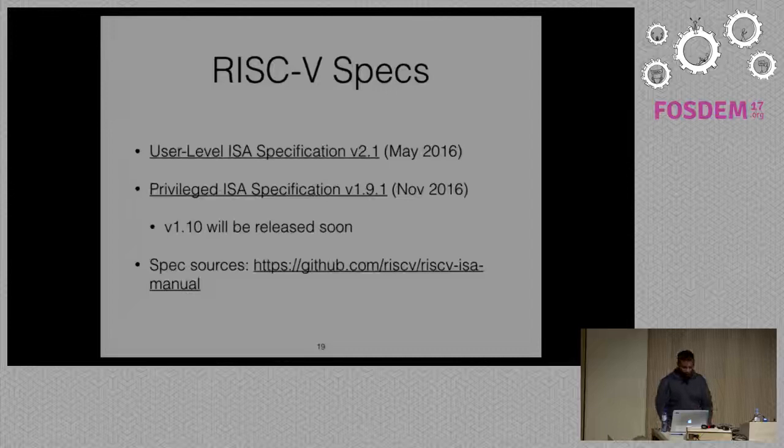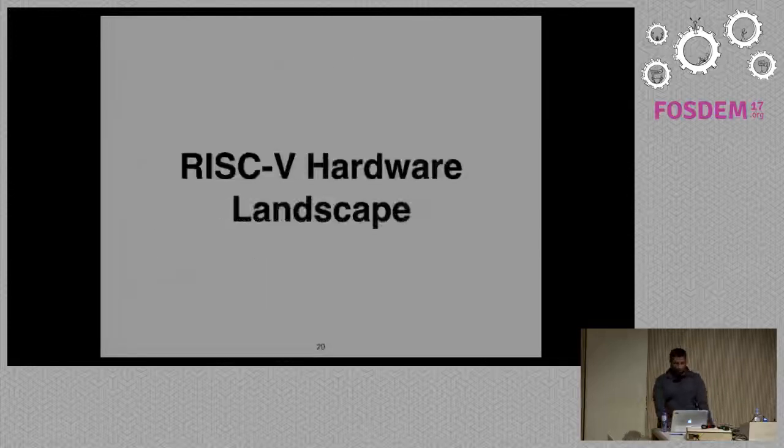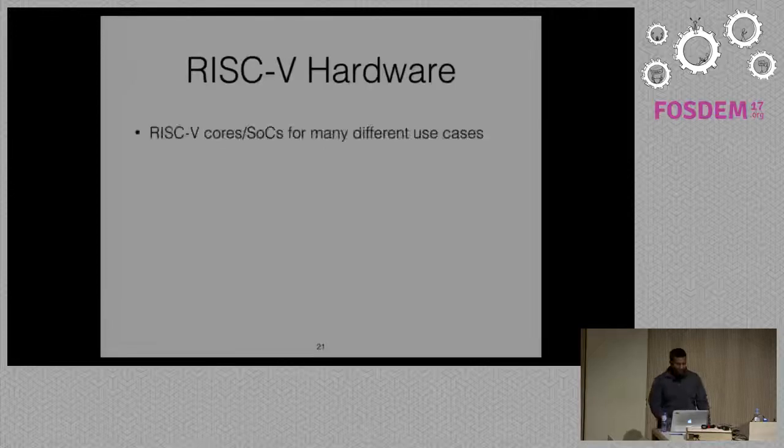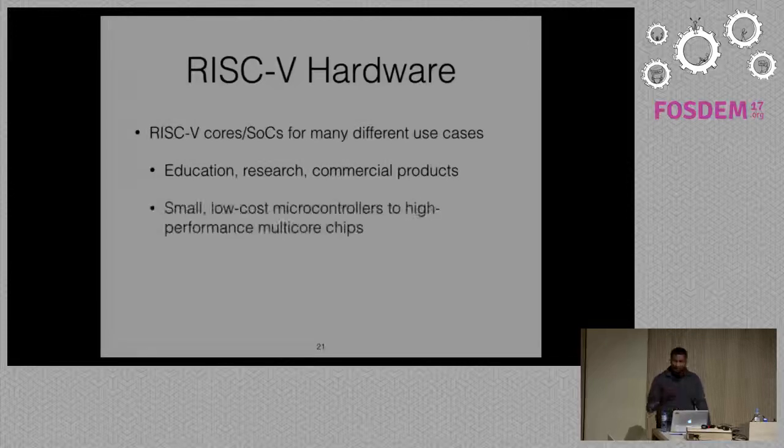So now that we've talked about the ISA as a whole, I'm going to talk about the RISC-V hardware landscape, some of the open source SoCs and cores that are available. There are a lot of RISC-V cores and SoCs, and they're designed for many different use cases. Some of the main use cases are education, research, and commercial products, and we'll see some examples here. You have cores designed for small, low-cost microcontrollers, and then you also have high-performance, multi-core chips as well. And you'll see more of this over time.